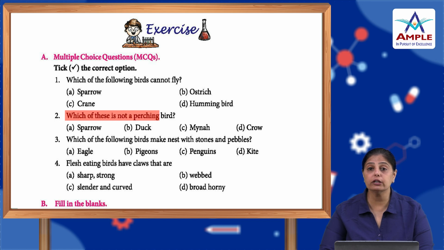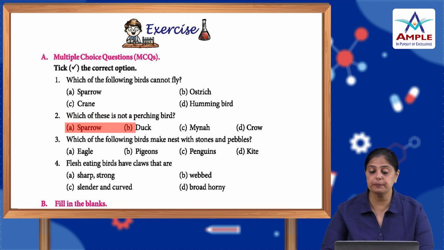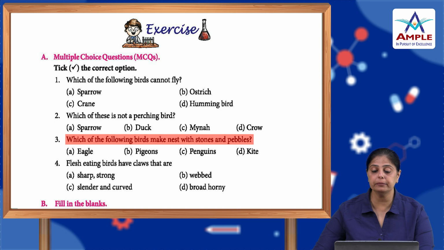Which of these is not a perching bird? Sparrow, duck, myna or crow? It is duck. Which of the following birds make nests with stones and pebbles? Eagle, pigeons, penguins or kite?